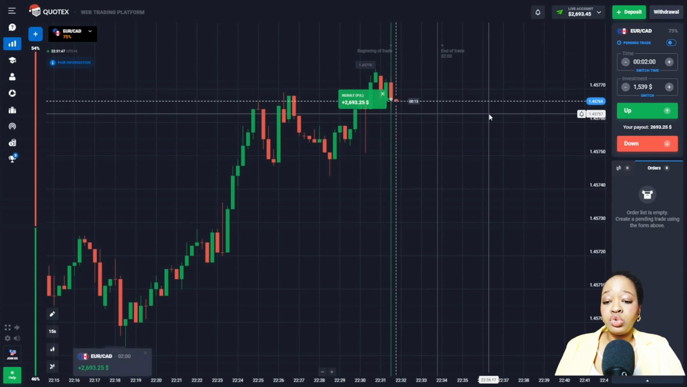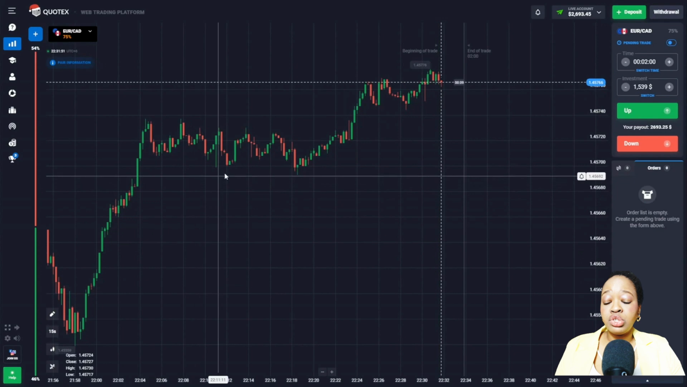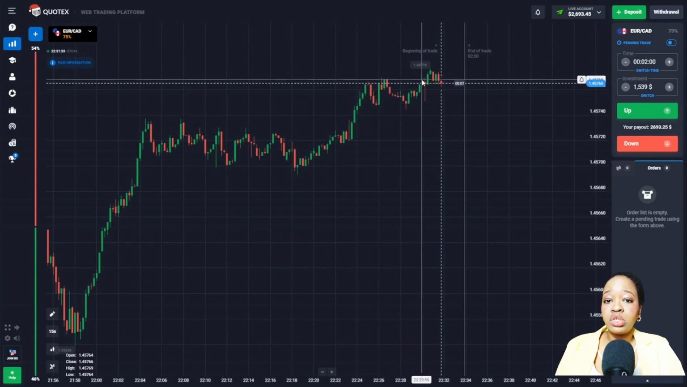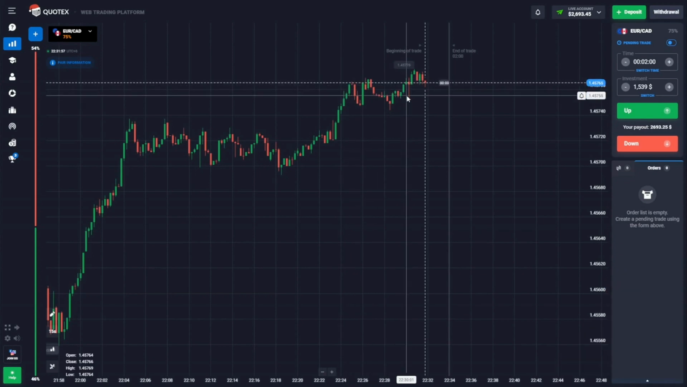So throughout the whole trade, you can see the chart moved above our entry point. You can see that the price continues to rise and I was able to close another trade according to the trend. So let me find my next entry point.